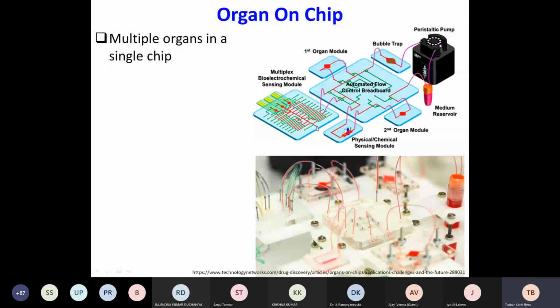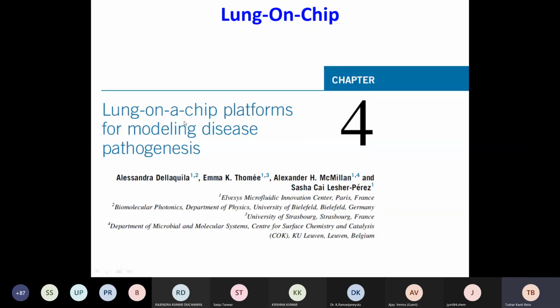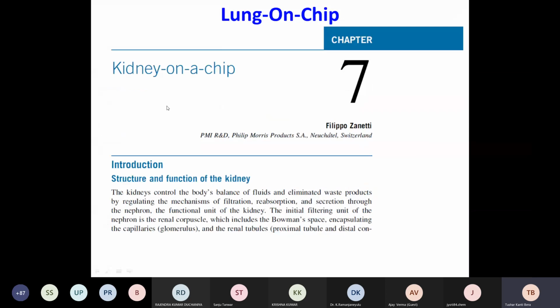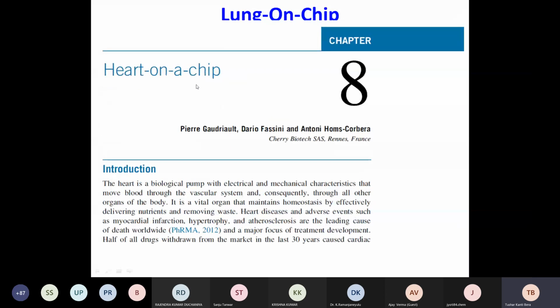So microelectrodes will be connected here, and another instrument will be incorporated in the organ on chip or laboratory on chip, and then the fluid flow will be analyzed by the impedance also. So this type of entire laboratory will be implemented in a particular lab on chip, and the microfluidic analysis will be conducted, and parallelly the impedance studies will be conducted with the help of microelectrodes. Lung on chip is also developed, kidney on chip also developed, heart on chip also developed.